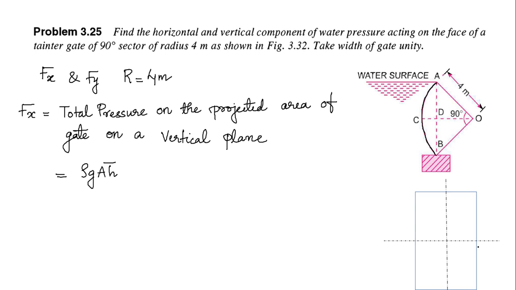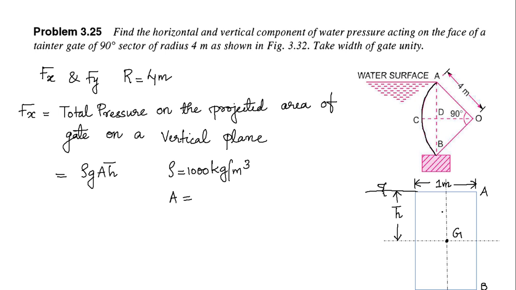AB will be one side. So we can mark this side as AB, and the perpendicular dimension, this is 1 meter, that is the width of the plane. We will mark the center of gravity and the water level. This distance from the water level till G is h bar. So in this case, rho is equal to 1000 kilogram per meter cube.